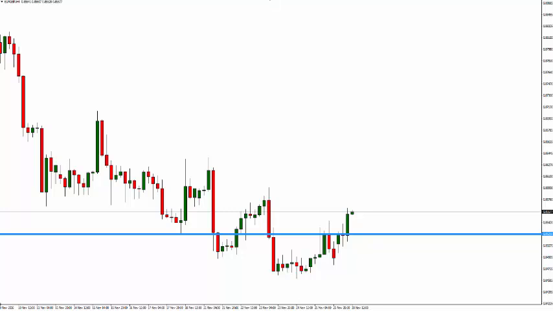The trap we're going to look at today is what I refer to as a trap break pullback, which has occurred in this area here. I'm just going to make this circle a little bit bigger than normal so that you can see in a little more detail why I've selected that area.